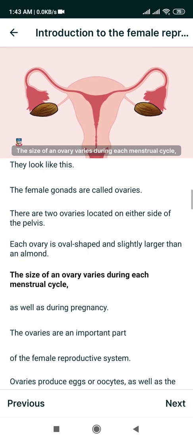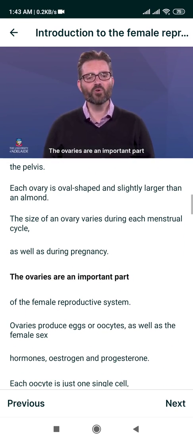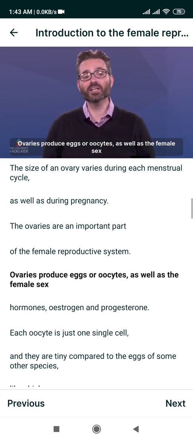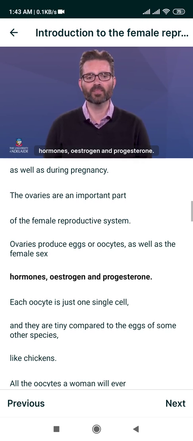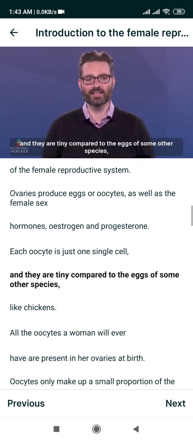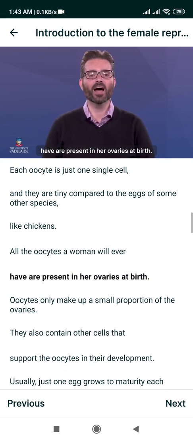The size of an ovary varies during each menstrual cycle, as well as during pregnancy. The ovaries are an important part of the female reproductive system. Ovaries produce eggs or oocytes, as well as the female sex hormones estrogen and progesterone. Each oocyte is just one single cell, and they are tiny compared to the eggs of some other species like chickens. All the oocytes a woman will ever have are present in her ovaries at birth.